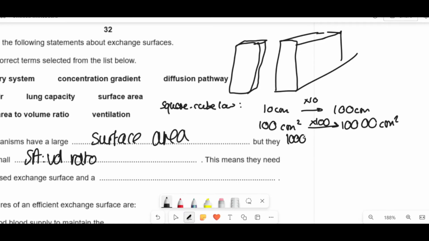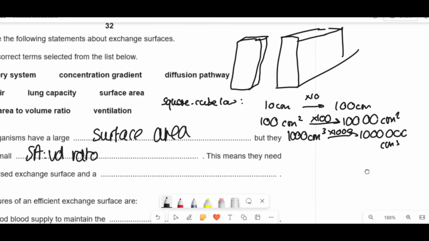But then if I do 1,000 centimeters cubed with the volume, if I times that by 10, I'm actually timesing this by 1,000. So then I end up being 1 million centimeters cubed. So its volume goes really high, really fast.